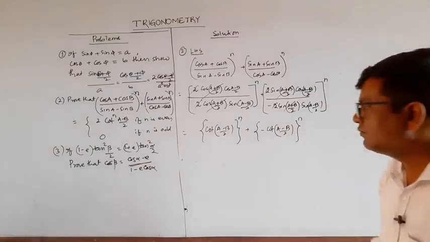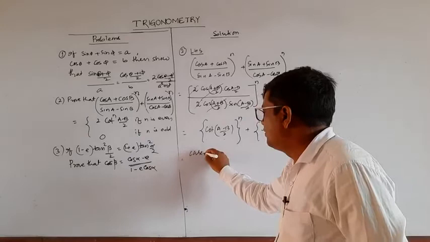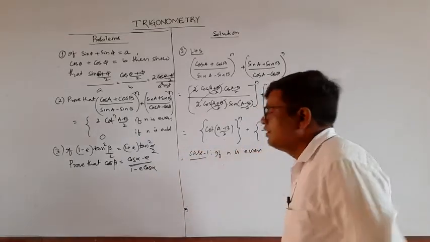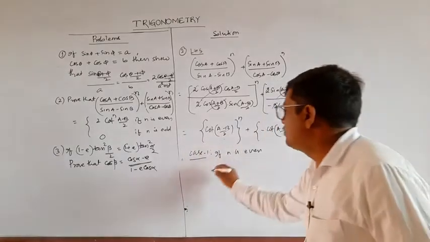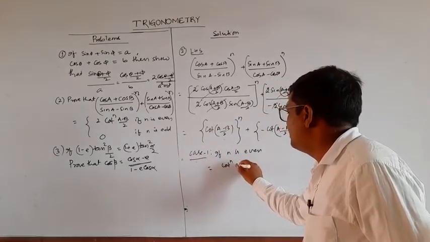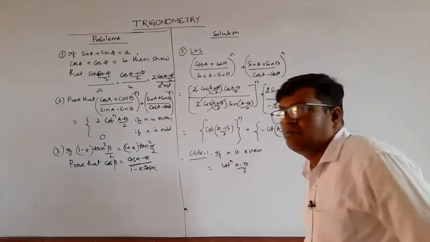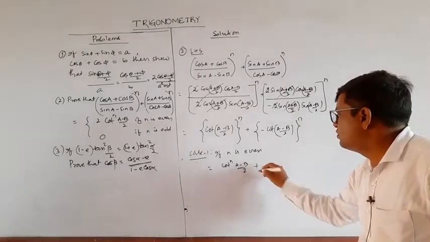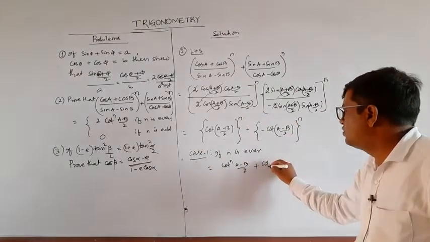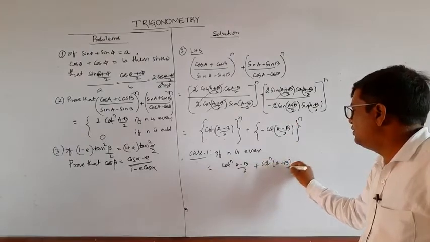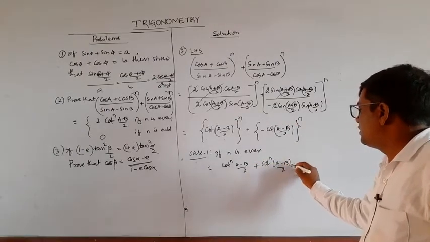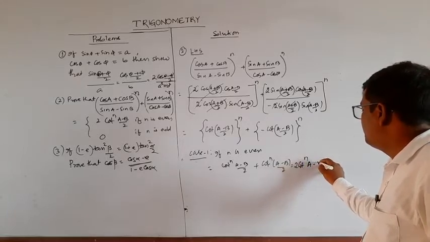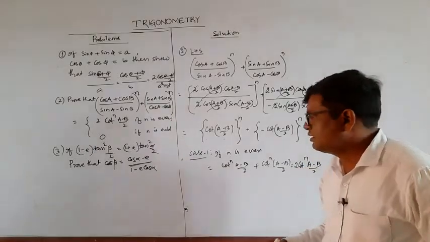Here case 1: if n is even, so this is equal to cot n((a minus b)/2) plus (minus 1) whole to the power even number, that is plus. For even this is plus, so cot n((a minus b)/2) equals 2 cot to the power n((a minus b)/2). Now this is case 1.